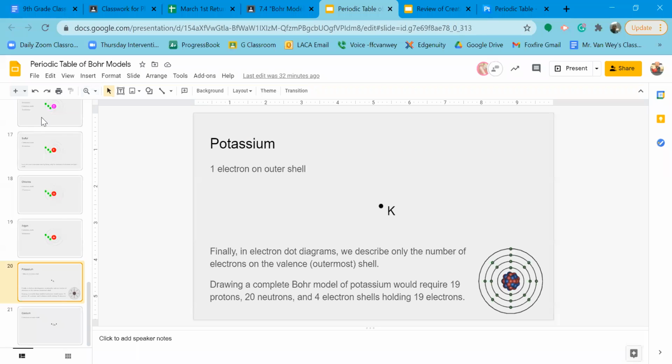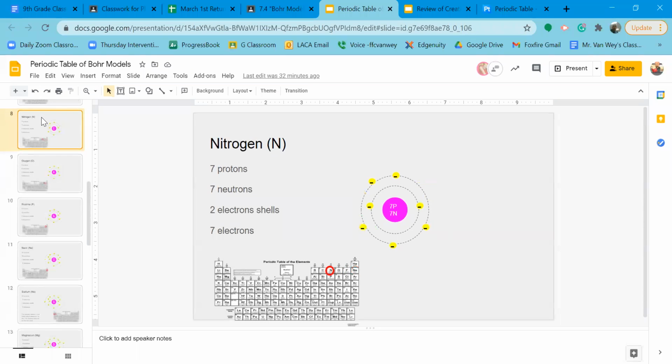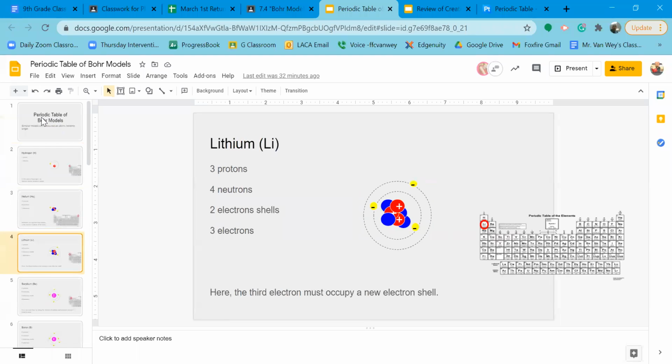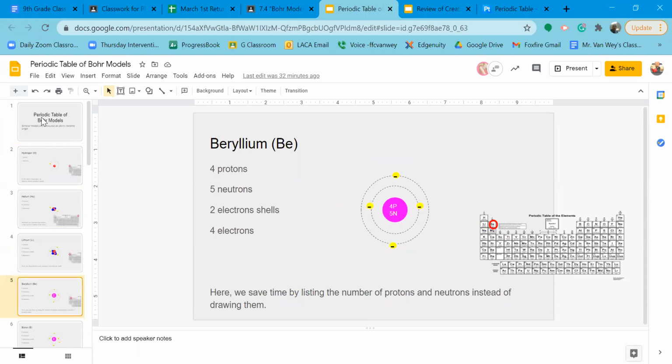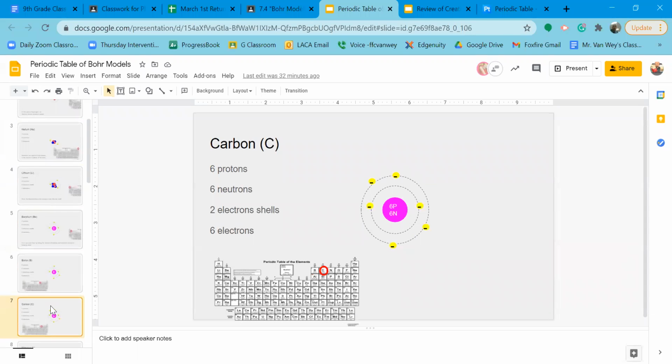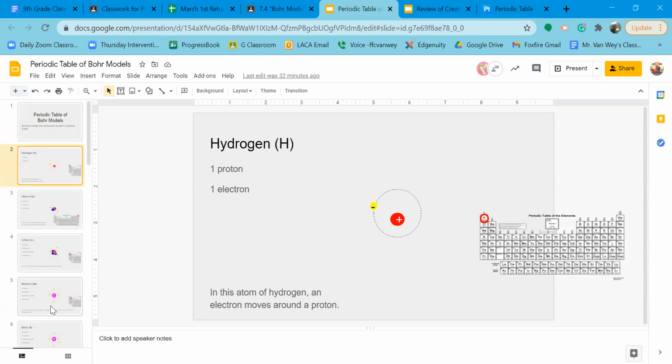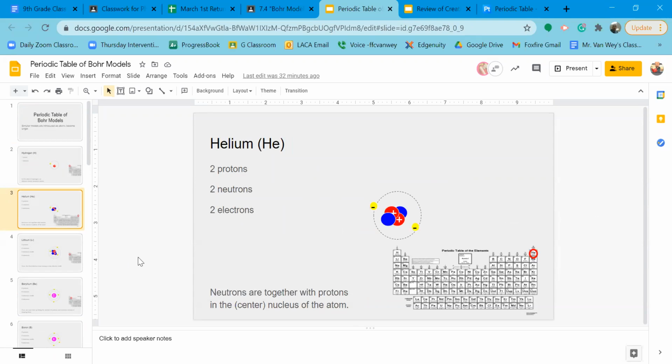But using my periodic table of Bohr models, you can see the progression of each atom. So we've got 1 proton, 2 protons, 3 protons, 4 protons. And as they get bigger and bigger, you get more neutrons, you get more electron shells, those shells fill up, you get more electrons on those shells. And this is why the periodic table is arranged the way that it is. Hydrogen, you can see it here on the table. Helium, you can see it next.